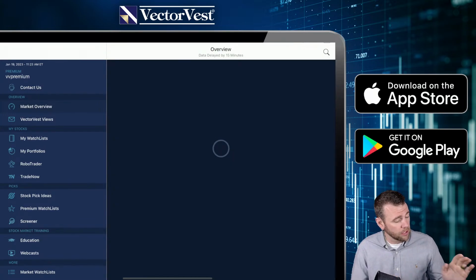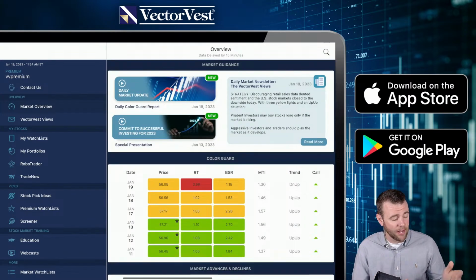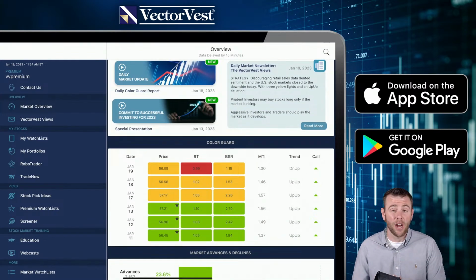All right, so jumping back to the homepage, taking a look at what's going on now. The Dow continuing to move lower, down 0.7% for the session so far. NASDAQ down 1.1%. S&P 500 down 0.9%, same as the VectorVest composite. And now if you notice the gauge, we're now mildly bearish, and VectorVest still does not advocate buying any stocks at this time. No surprise, we talked about it earlier.